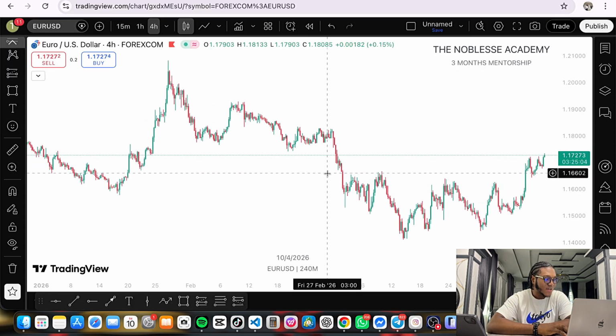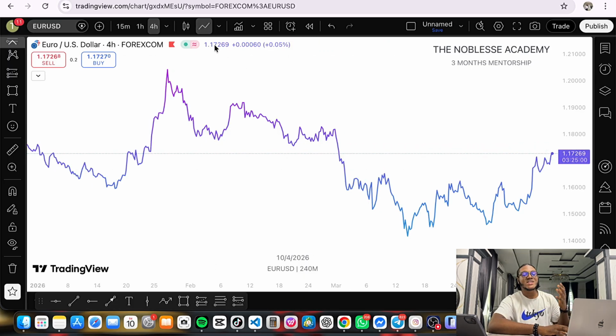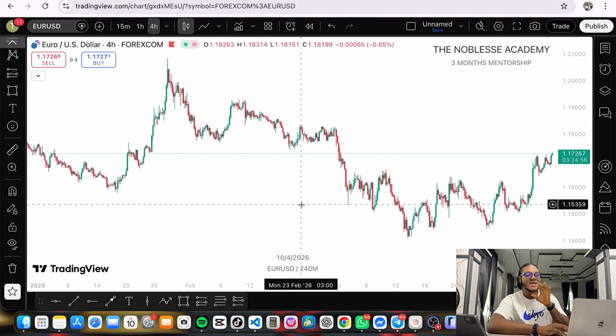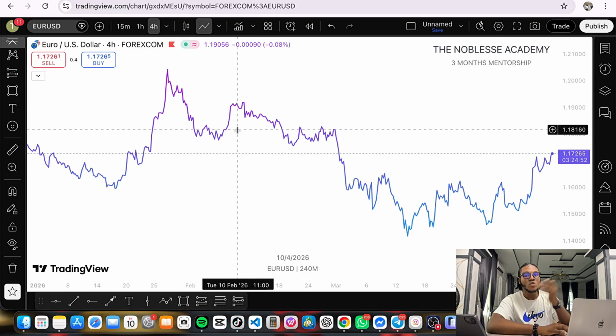So once you're on the 4-hour time frame, the next thing I'm going to be doing is switching to the line chart. The reason why I'm on the line chart is to eliminate those wicks. If I'm on the candlestick chart, I can see that there are wicks in the market. This causes confusion. So when you're on the line chart, it eliminates all the wicks in the market.